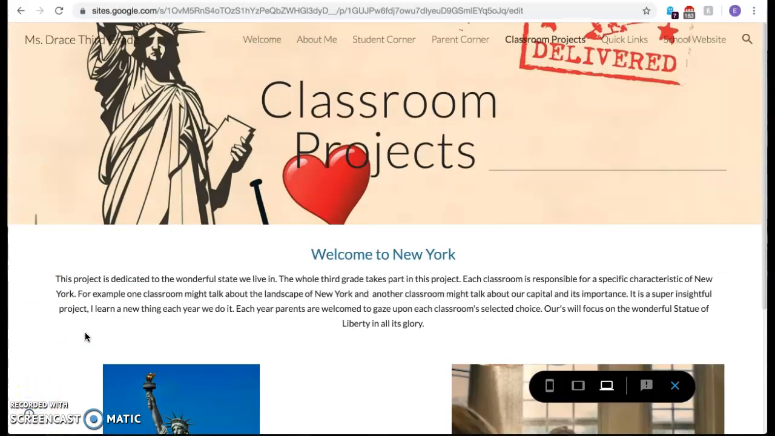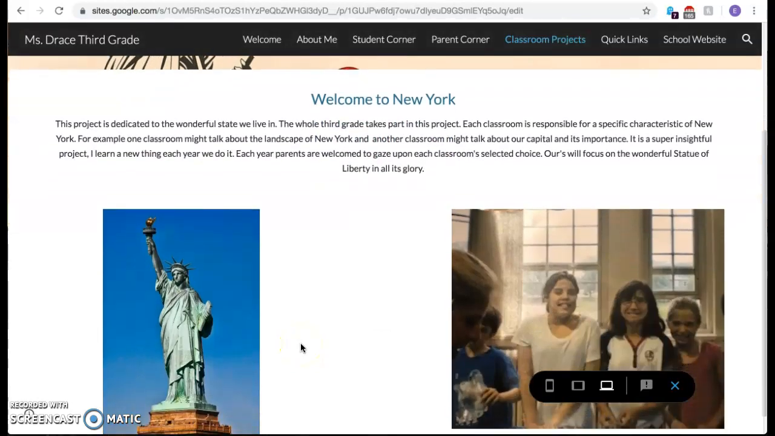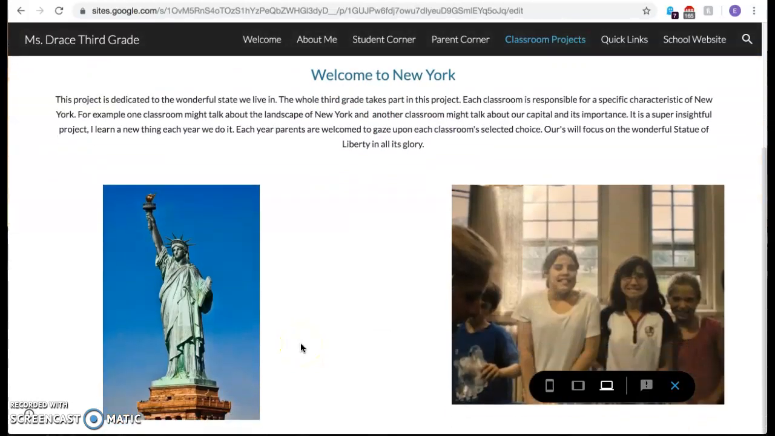Our classroom project every year, and it's super fun, is when the whole third grade classroom gets together and does a project on our state, New York. Each classroom is dedicated to a certain topic of the city. For example, the culture or transportation systems. Each classroom will have a different topic, and by the end of the 3-week process, we get together and make a giant convention for all the parents to see and what other classrooms have done.